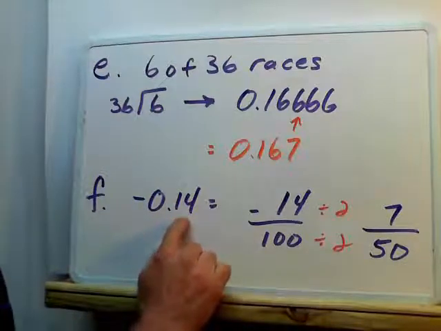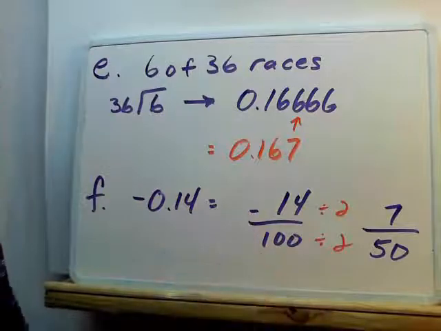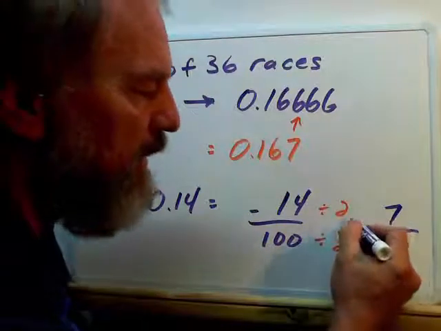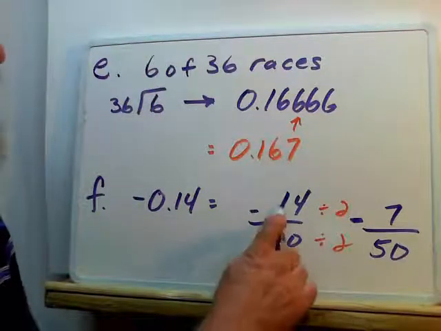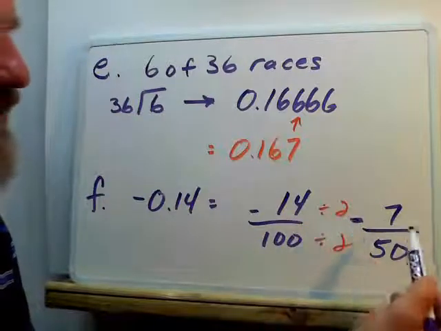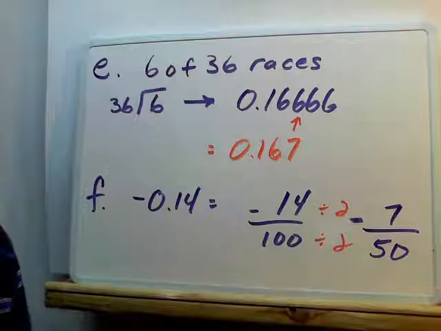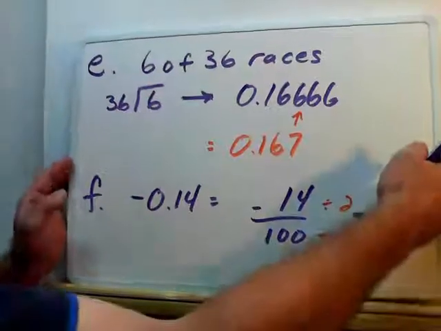And then letter F, we have -14/100ths. Again, we're going to turn it into a fraction just by reading it. We know it's 14/100ths, and it's a negative. So the first thing you want to do is move over to your magic answer box here, and remind yourself you're going to have a negative answer. 14 is even, and so is 100, so we'll divide them both by 2, and we'll get -7/50ths, and that's as far as you can simplify it.